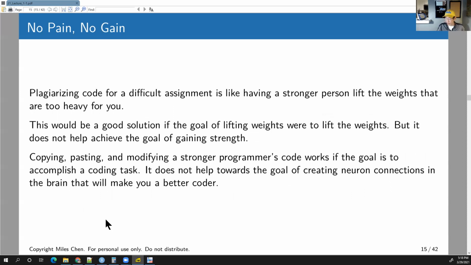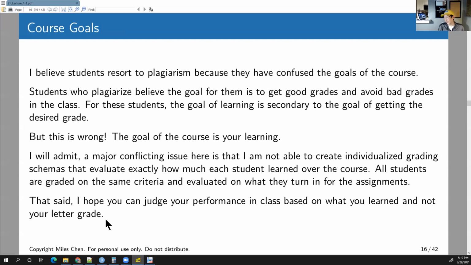Okay. Plagiarizing or copying and pasting someone else's code is kind of like asking someone at the gym to lift the weights for you. Okay. If the goal was to have the weights lifted, or if the goal was to accomplish some kind of task, sure, that's a good solution. But here the goal is you're learning, and having someone else lift the weights for you is not going to help you get stronger. Copying and pasting someone else's code is not going to help you towards the goal of learning. Okay.